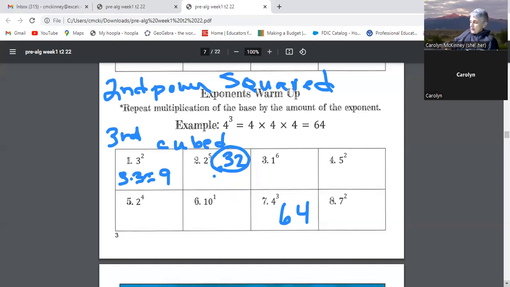So 1 is an interesting character. 1 to any power is still 1, right? No matter how many times I multiply 1 times 1, it's always 1. So whether it's the 6th power, the 600th power, doesn't matter. It's just equal to 1.